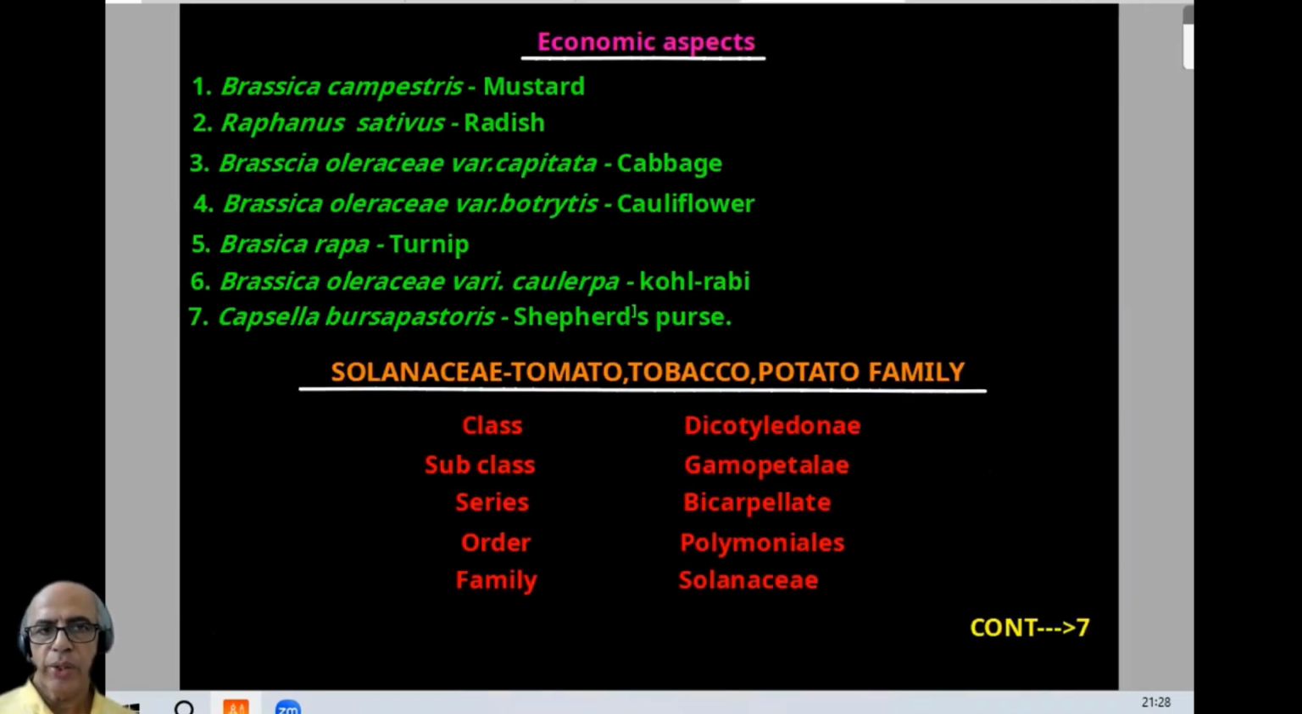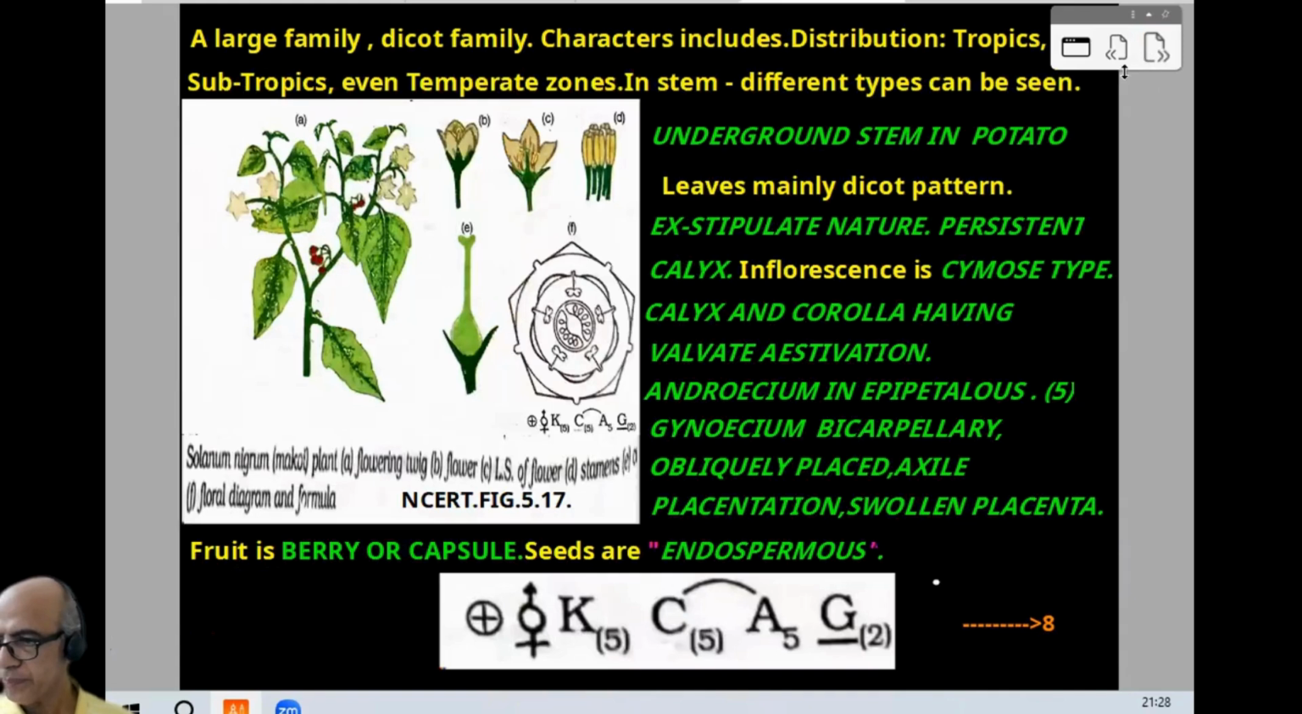Then we entered into Solanaceae, the tomato, tobacco, potato family. Again, systematic position. Then features: dicot family, then underground stem in potato. Leaves will be exstipulate, persistent calyx, inflorescence cymose. Then calyx, corolla, valvate aestivation, androecium is epipetalous. Then gynoecium bicarpellary, obliquely placed, axile placentation, swollen placenta, endospermic seed, fruit is berry or capsule, floral diagram, floral formula.